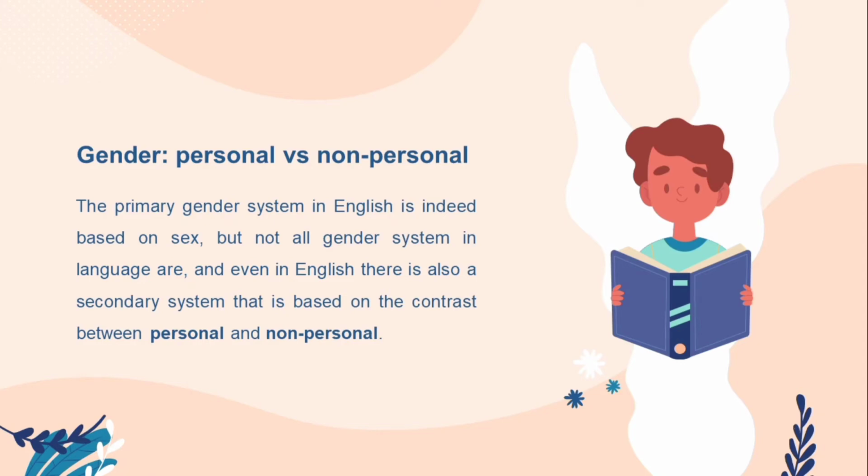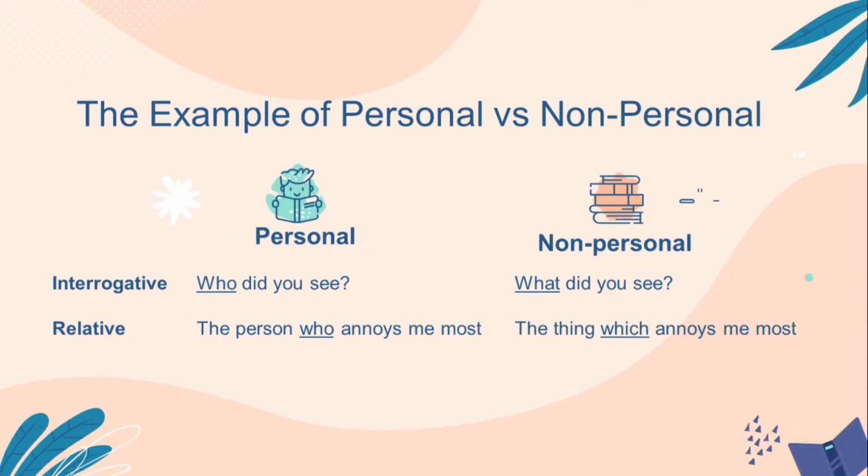Gender, personal versus non-personal. The primary gender system in English is indeed based on sex, but not all gender systems in language are, and even in English there is also a secondary system that is based on the contrast between personal and non-personal, and this applies to interrogative and relative pronouns. But in the relative constructions that we are currently considering, the non-personal pronoun is different from the interrogative.